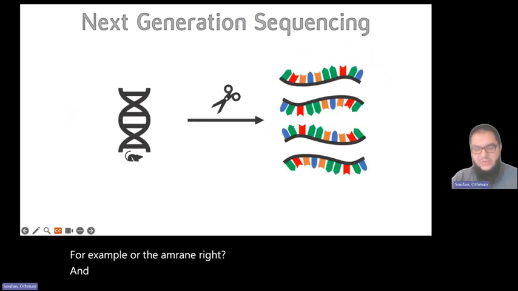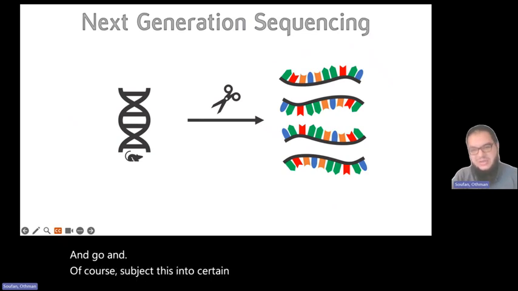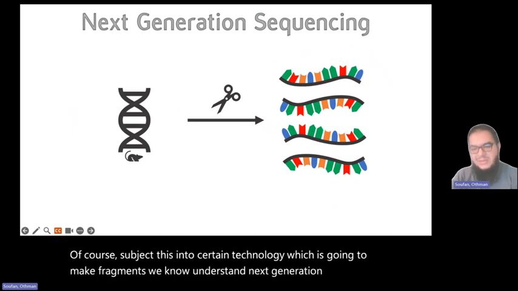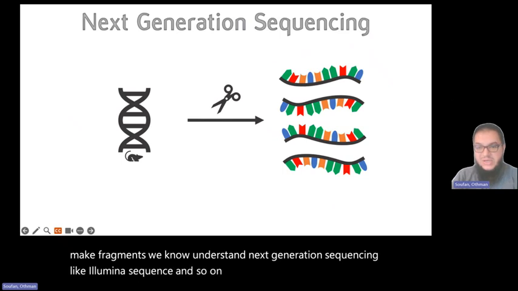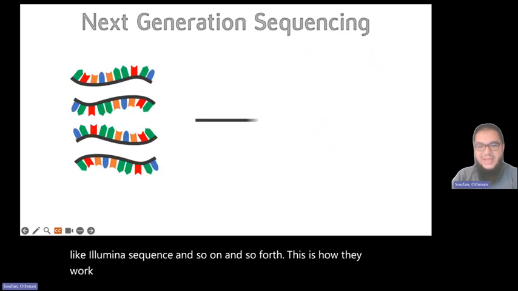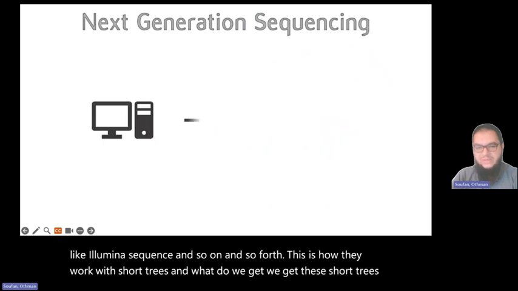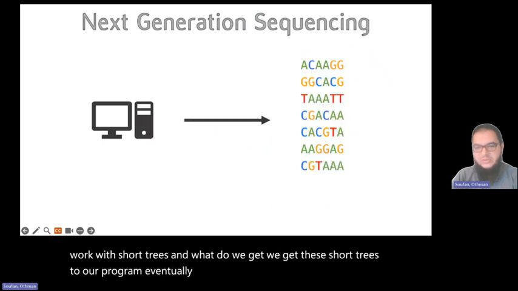And of course, subject this to certain technology, which is going to make fragments. We understand next generation sequencing, like Illumina sequencers, and so on and so forth. This is how they work with short reads. And what do we get? We get these short reads to our program. Eventually, this is a set of short reads that we can see in a FASTQ file.